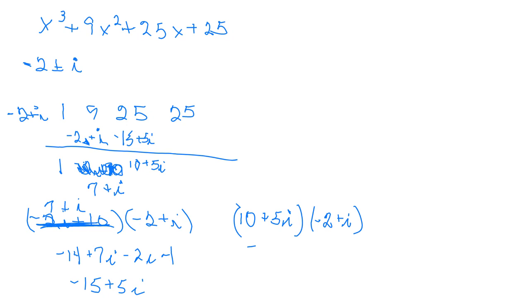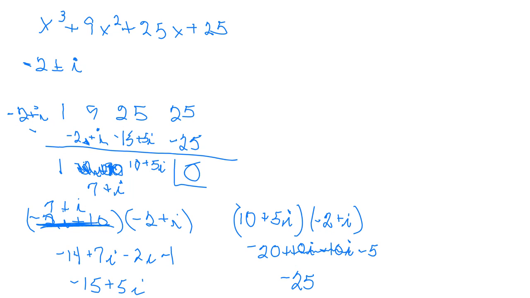And that gives you negative 20 plus 10I. And then the 5I times the negative 2 gives you minus 10I. And 5I times I is 5I squared, or minus 5. Well, the I terms subtract out and you get minus 25. So that gives me a minus 25 that goes up here, and you add those together and you get 0.